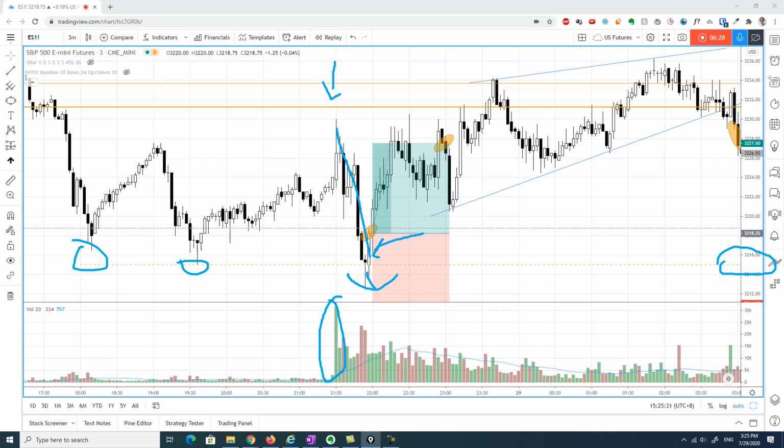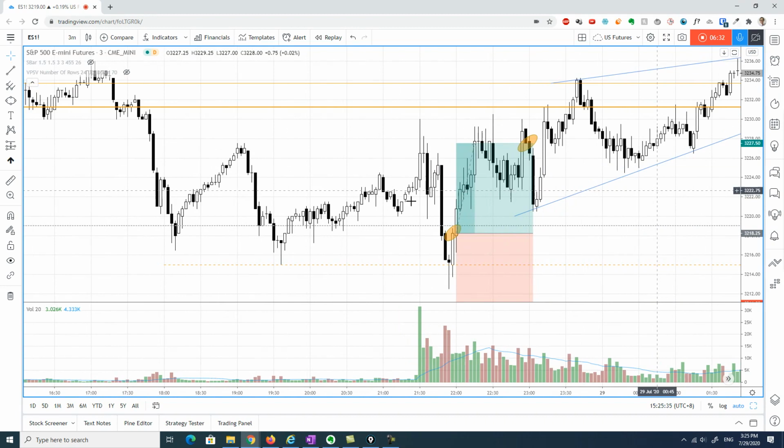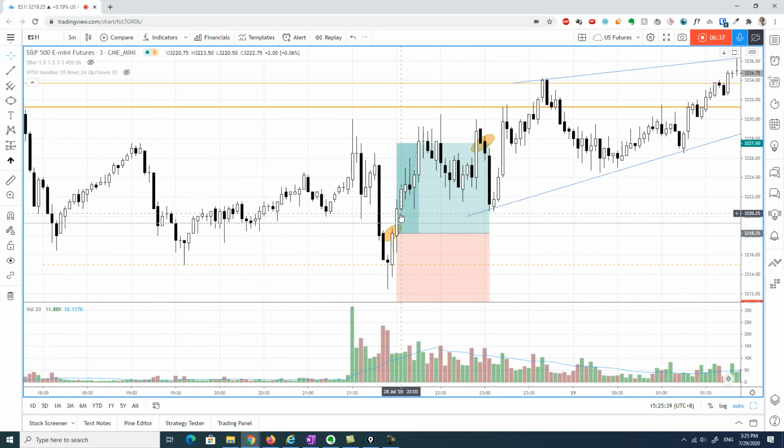So why did I enter a trade here? Let me just zoom in a little bit. I talked about this being a potential reversal trade based on the non-RTH low here. So that's the first thing. We hit this non-RTH low, which is great.